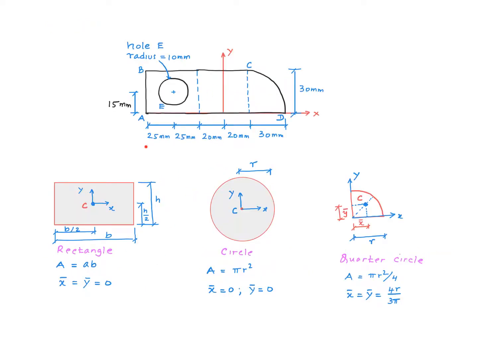Since the sub-areas of this composite section are a rectangle, a circle, and a quarter circle, I thought I'll summarize the relevant properties here. The first line here gives you the areas, and the second line here gives you the location of the centroid of these standard shapes.